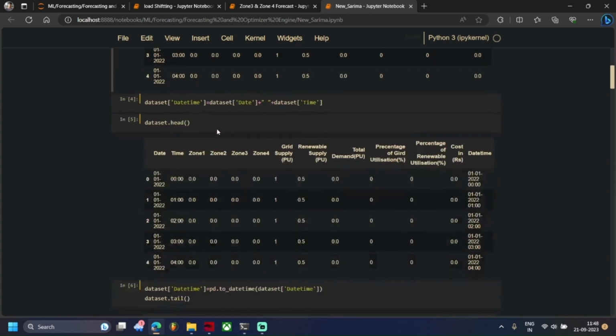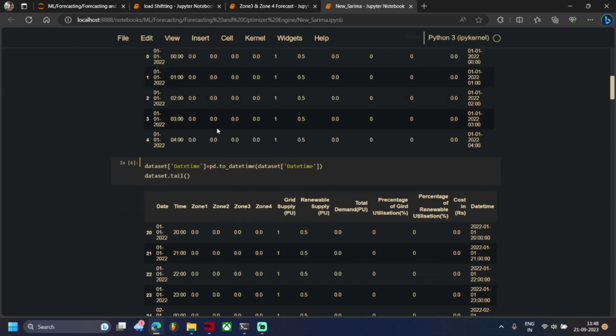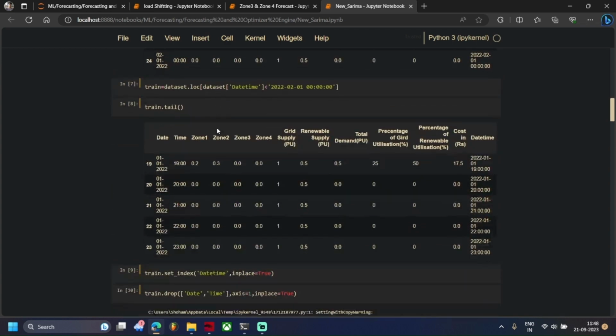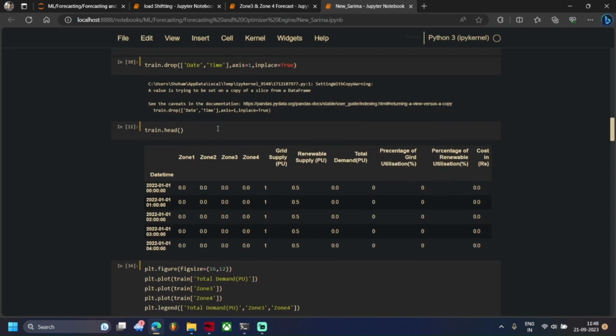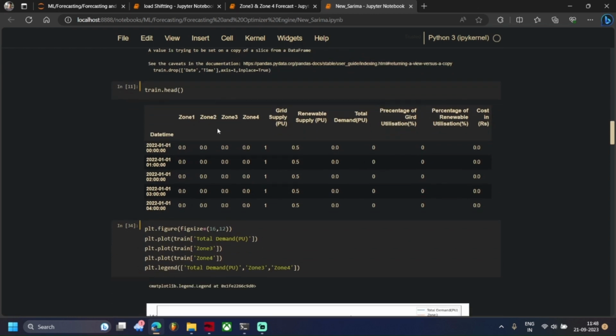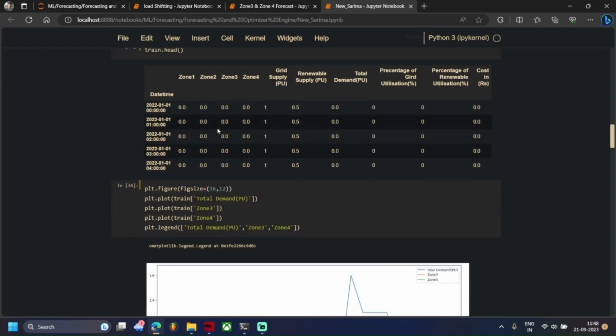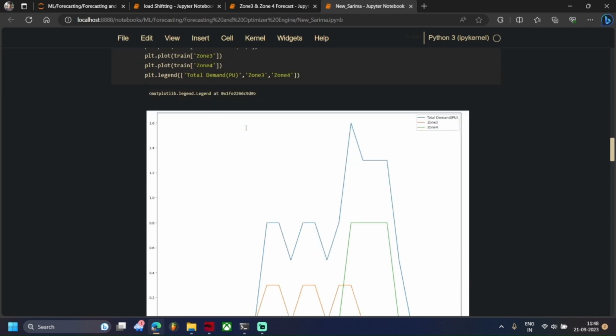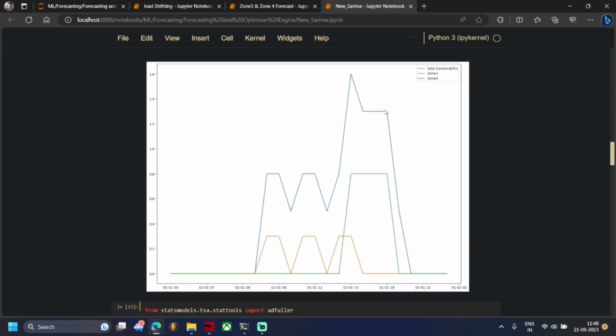So first of all, we have done data frame manipulation and pre-processing to adjust our data in the way that is suitable for our model training. So yeah, you can see over here we have the graph of the total demand. You can see the blue line, and the total demand is peaking around this time, and it's not good. It's not good. And we have zone 3 and zone 4 over here.